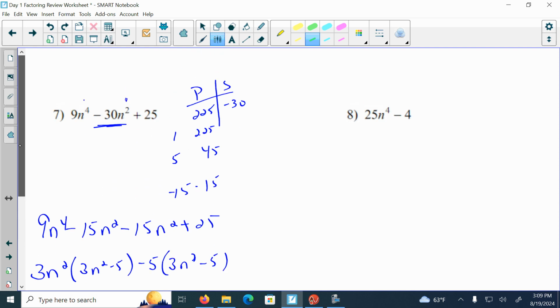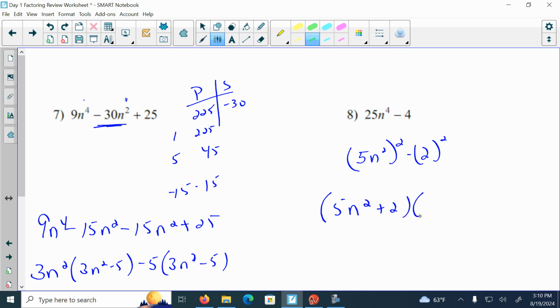Either one is fine. Next one, I have the difference of two perfect squares, because I can rewrite 25n to the 4th as 5n squared minus 2 squared. That's how those are both squared. So the factoring of the difference of two perfect squares is 5n squared plus 2, 5n squared minus 2.